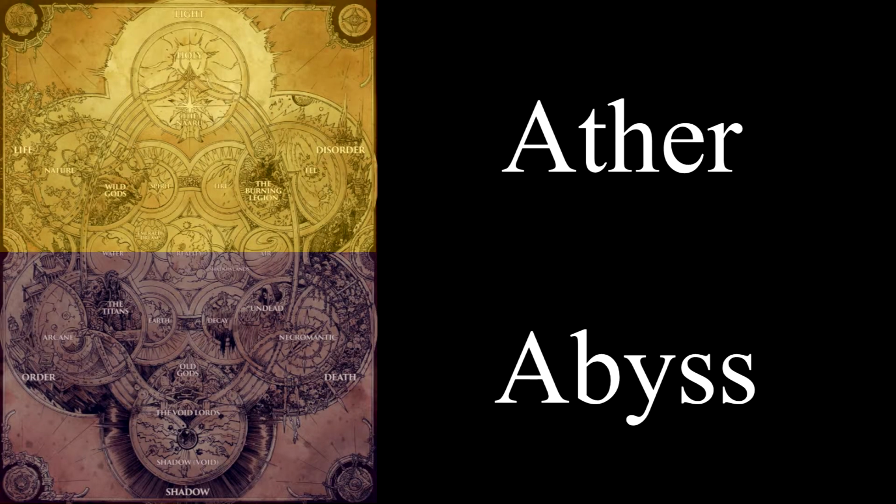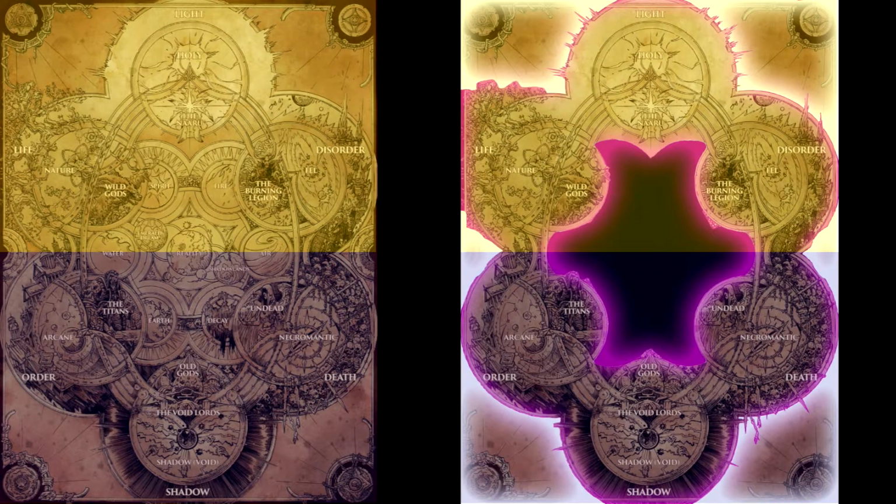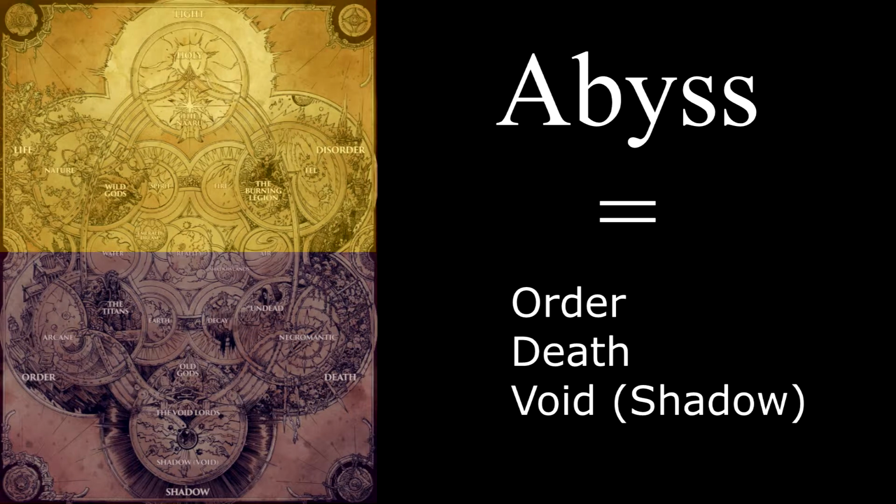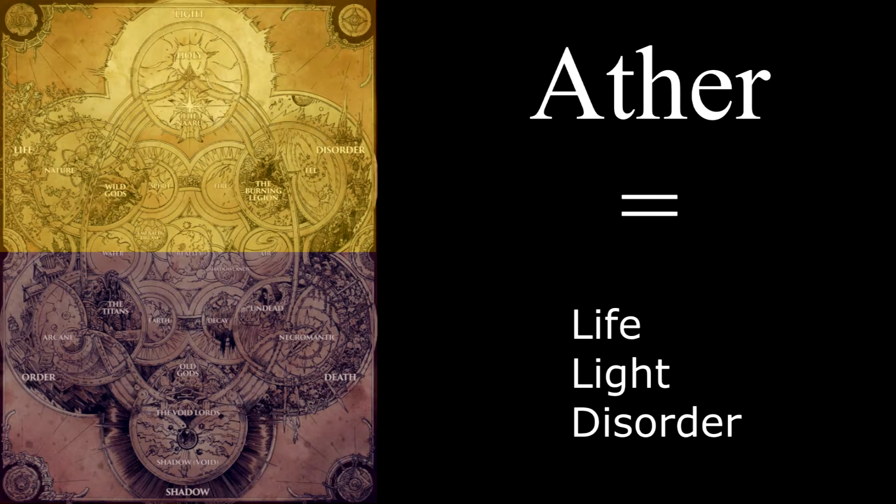The first cut creates the spectrum of Aether, a higher form of light, and the Abyss, a higher form of the Void. This spectrum mostly relates to the fourth ring, the Ring of Magics, and puts order, death, and the Void on the Abyssal spectrum, and disorder, life, and light on the Aether spectrum.